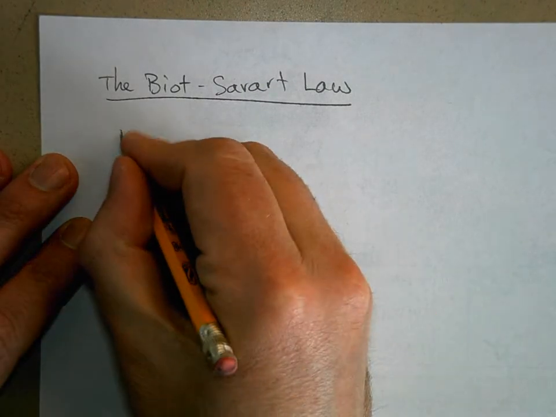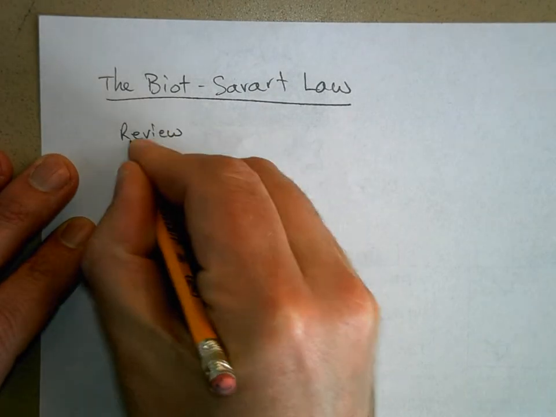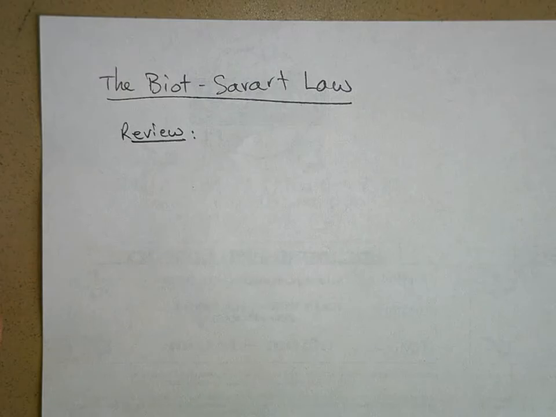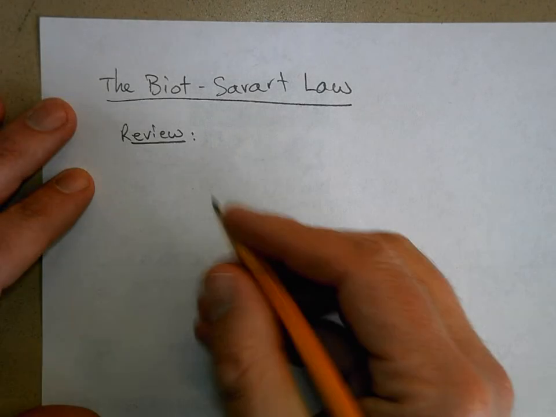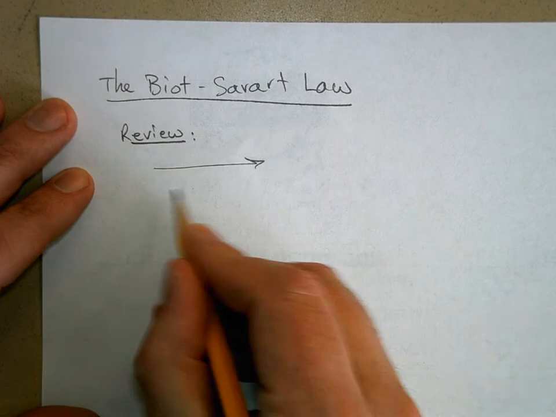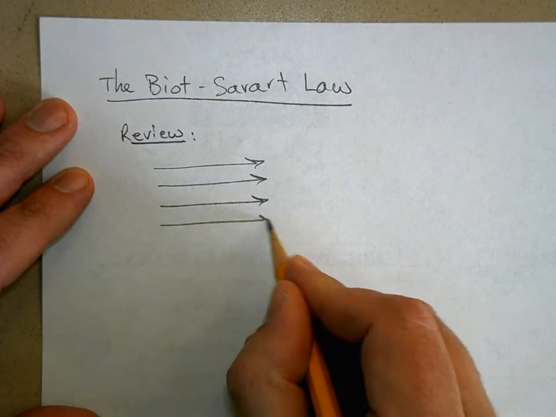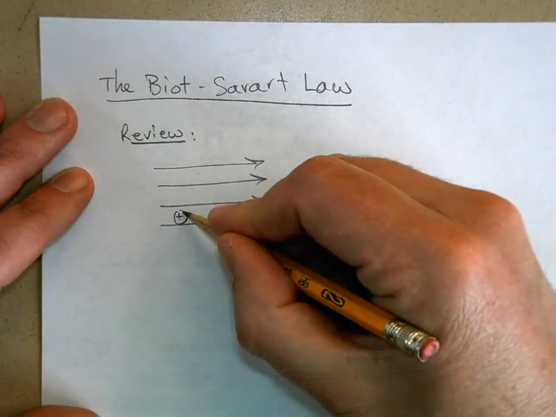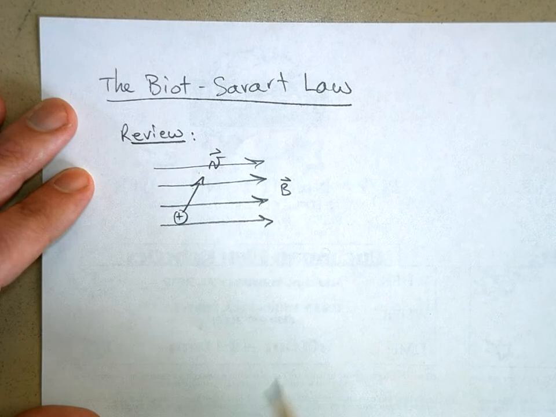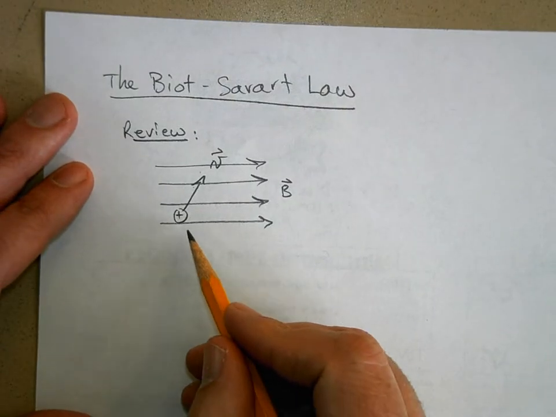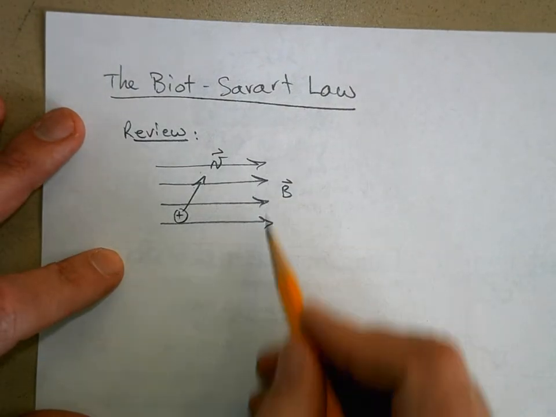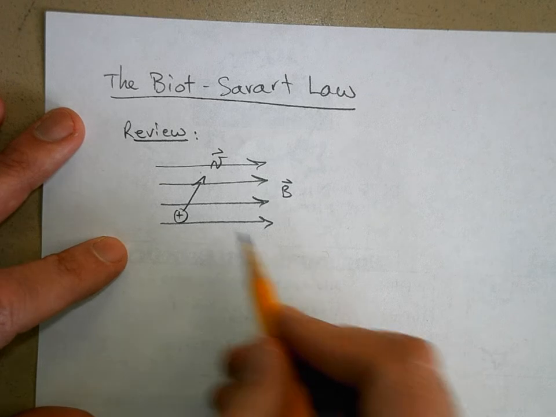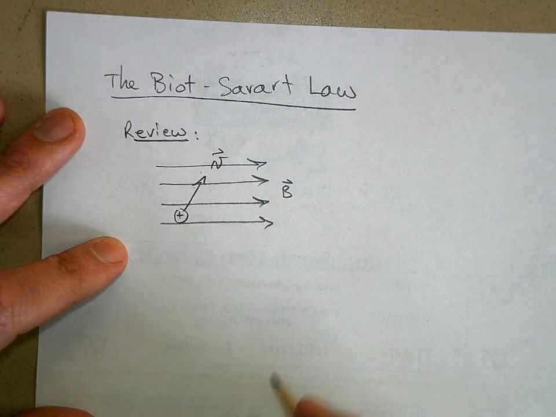So let's review a little bit before we get to it. Here's what we've talked about so far. We've talked about the effect that magnetic fields have on moving charged particles. If I've got a magnetic field, and some kind of moving charge in that magnetic field, this moving charge will experience a force because of the presence of this magnetic field and because of its charge and because of its motion.